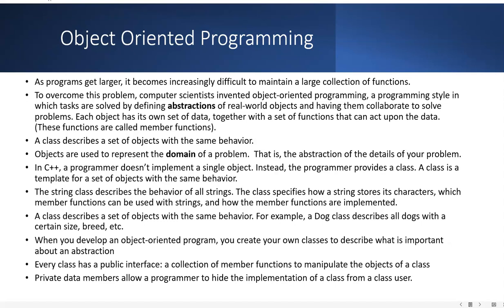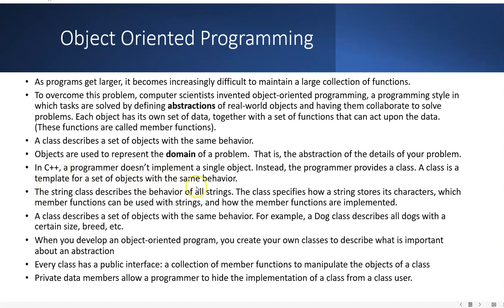Each object has its own set of data together with a set of functions that can act upon that data in a nice, clean package. These functions are called member functions, or methods. A class describes a set of objects with the same behavior. Objects are used to represent the domain of the problem, that is, the abstraction of the details of your problem. For example, if you're building a payroll system, you might have an object representing an employee. You might have an object representing a pay period or a paycheck.